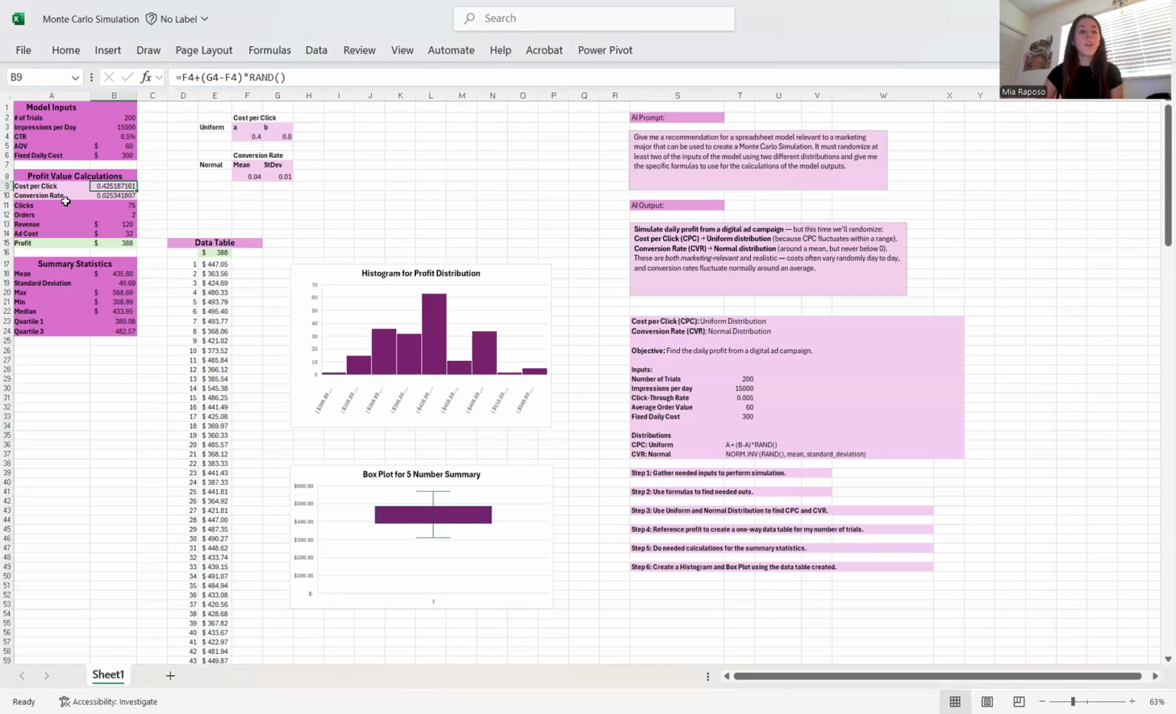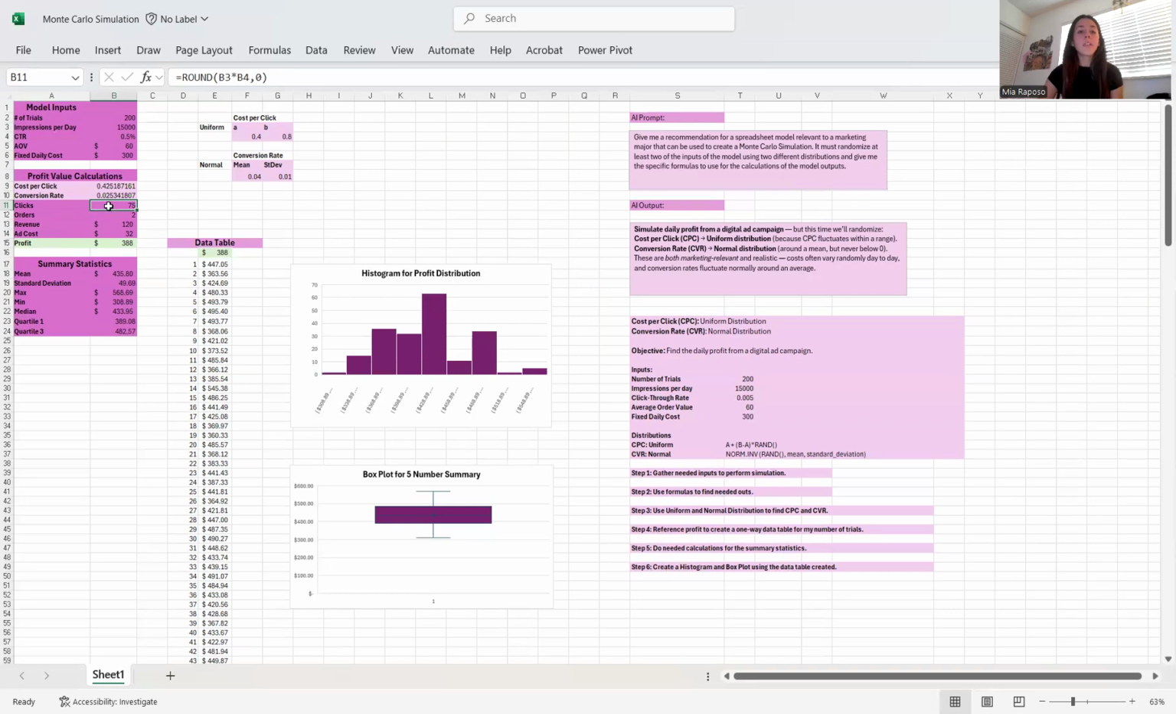As you can see, for cost per click, I use the uniform formula with 0.4 being A and 0.8 being my B, and I inputted all that in with the RAND. For my conversion rates, I did the same using the mean and standard deviation here, and used the NORM.INV and input the rest. Then these were some other numbers I had to find to get my total profit.